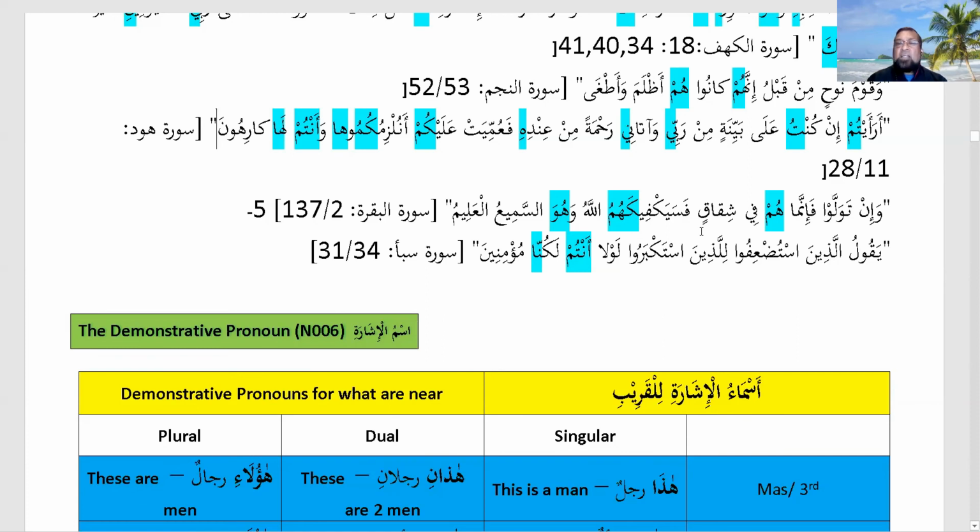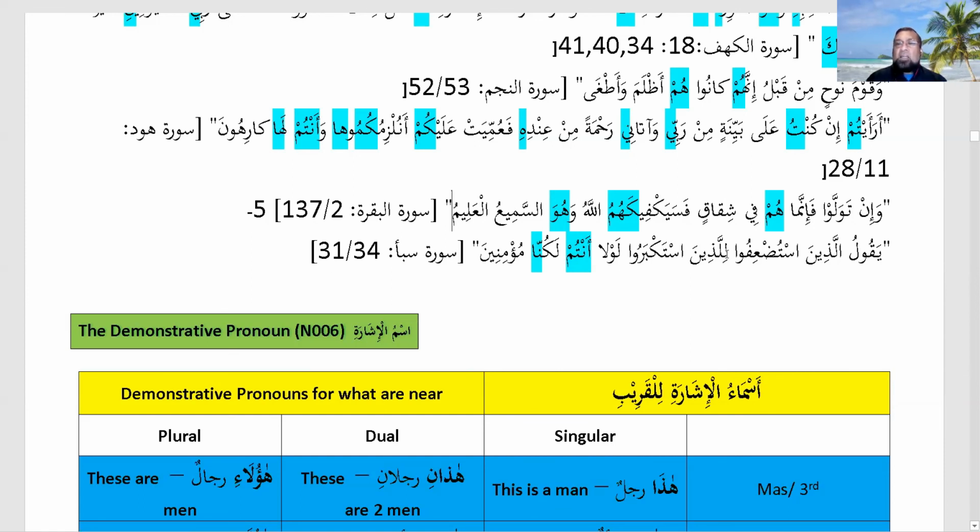وَإِن تَوَلَّوْا فَإِنَّمَا هُمْ فِي شِقَاقٍ فَسَيَكْفِيكَهُمُ اللَّهُ وَهُوَ السَّمِيعُ الْعَلِيمُ. And if they turn away, فإنما هم في شقاق, then they have split it from the truth or the guidance. They have separated themselves. Hum, they. فَسَيَكْفِيكَهُمُ اللَّهُ. يَكْفِيكَ, Allah will suffice you, ka, that's you, that's Rasulullah. Hum, the disbelievers. Allah will take care of them for you. Allah will protect you from them. وَهُوَ السَّمِيعُ الْعَلِيمُ, and He is the one who hears and knows.